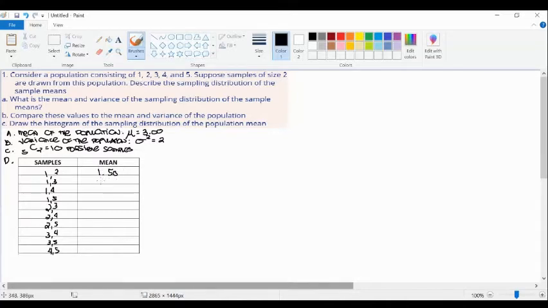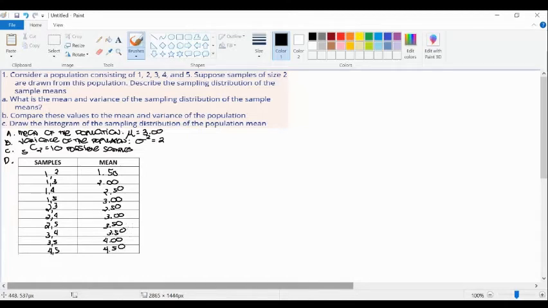So let me put it. 2.00, that is 2.5, that is 3. This one, it's 2.5. Next, we have 3, 2 and 5, that is 3.50. 3 and 4, that is 3.50. 3 and 5, that's 4. And 4 and 5, that is 4.5.